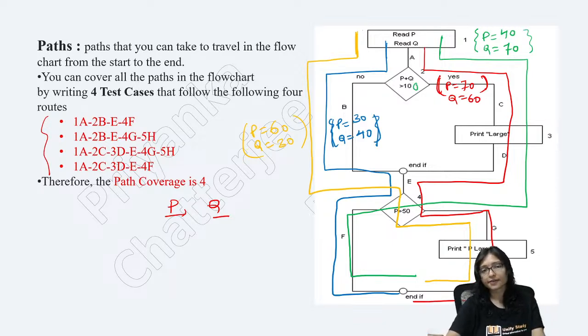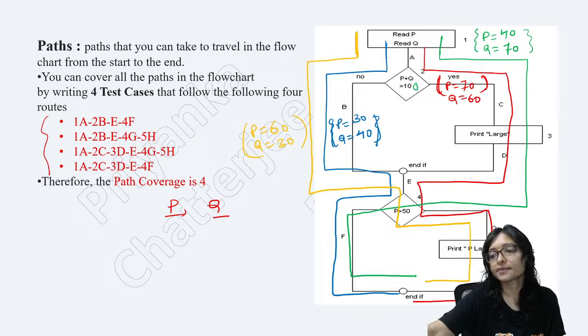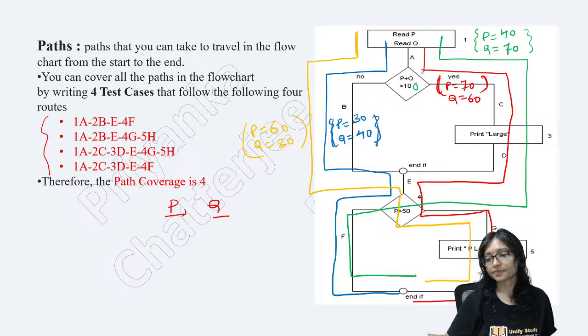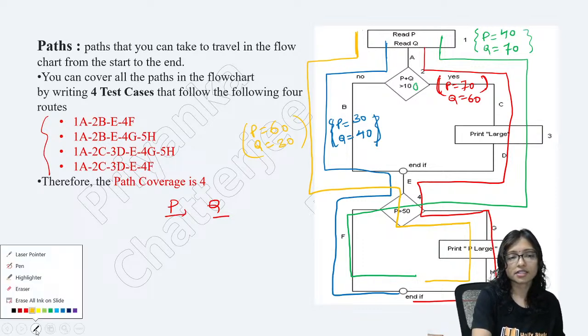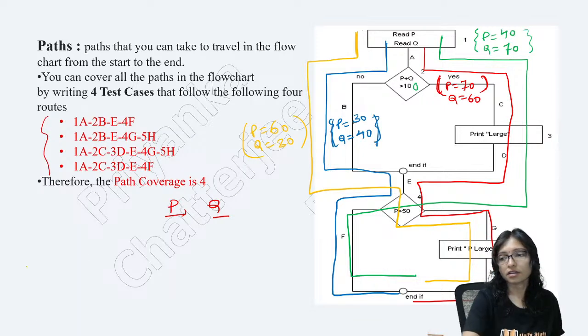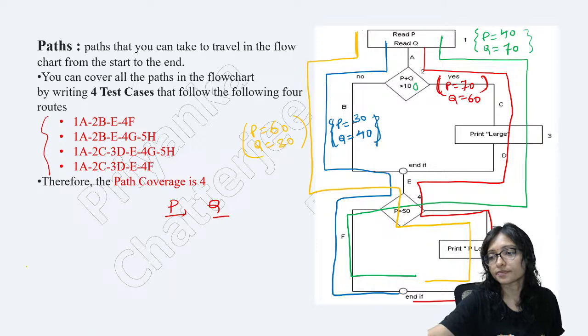Is this clear? Why the path coverage is 4? Is this clear? Yes. Got it? Clear?